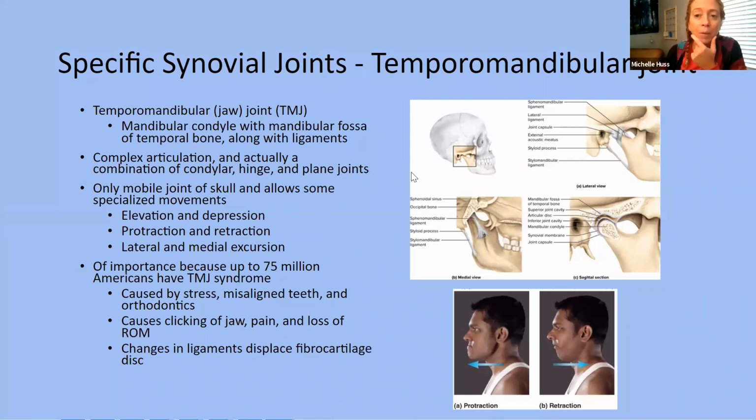TMJ, people have a lot of problems with this joint, which allows for elevation and depression. Protraction is to bring it out, and retraction. Those are the movements that are allowed by this joint. But it's kind of a complex joint, and it's both hinge and condylar. So what I tend to do is just in lab, you want to know the anatomy we have to know for lab. And that's kind of it.